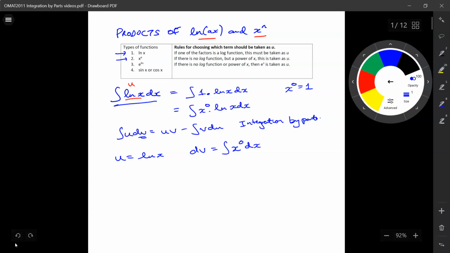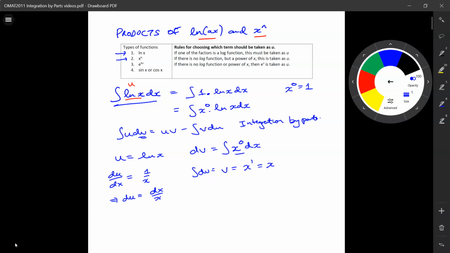So we know u is the log of x, and the derivative of u is 1 over x. That implies that du is equal to dx over x, because we bring the dx up. On this side, we integrate both sides, so the integral of dv is v, and the integral of x to the power of 0 becomes x to the power of 1 divided by 1, so it's x. So v is equal to x, and now we have everything we need to plug into the formula.